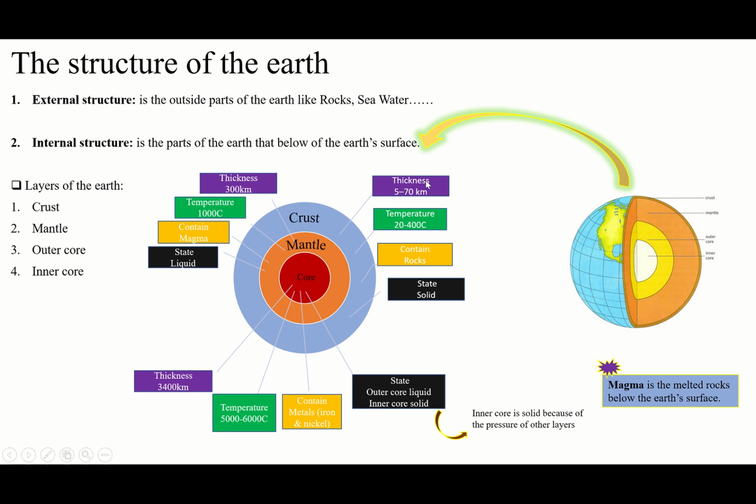The thickness of the crust is between 5 to 70 kilometers. The thickness, okay? It means this thickness here, this small part, is between 5 kilometers to 70 kilometers. Why do we say 5? Guys, we said the surface, okay? It means on the land.